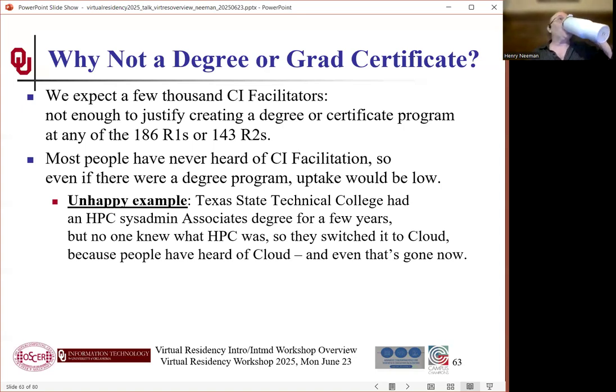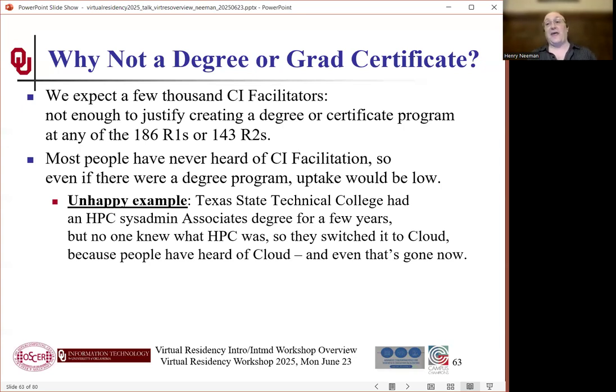To give you a counterexample, several years ago, I think now it's about 15 years ago, Texas State Technical College, which is a two-year school, a community college, set up a degree program in HPC system administration, and they called it High Performance Computing System Administration. Well, it crashed and burned, I suspect because nobody knows what high performance computing is, so how would they know they would want to get a degree in it?